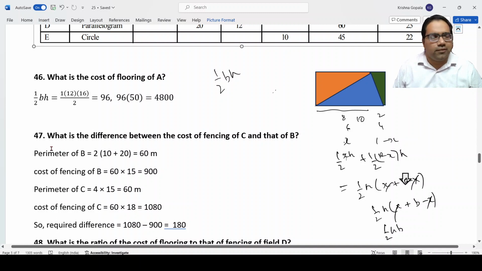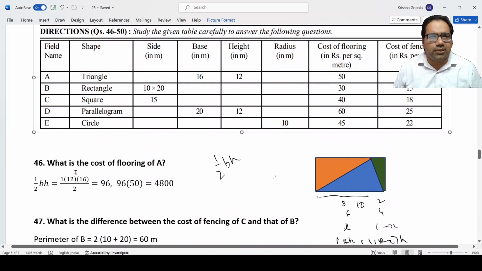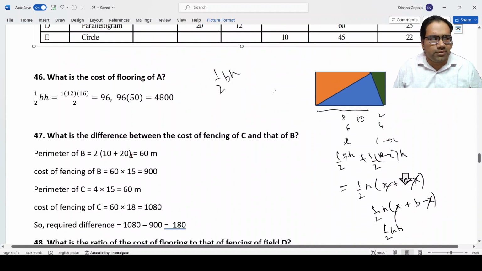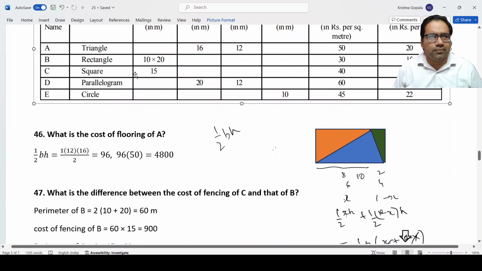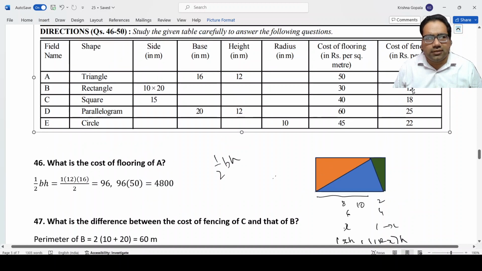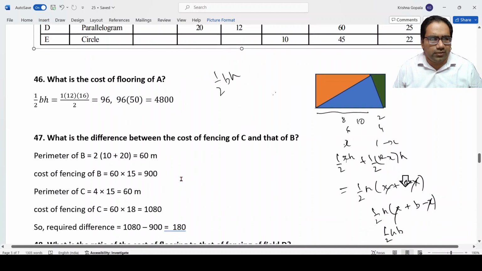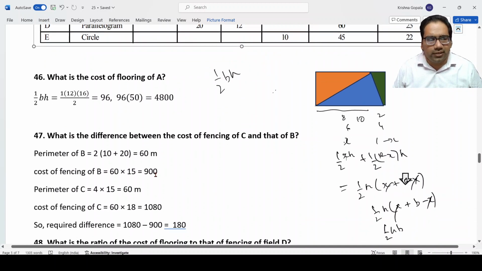That is for the square. For a rectangle, what is the perimeter? For any rectangle, 2 times length and 2 times breadth. 2 lengths and 2 breadths, so 2 into length plus breadth. 2 into 10 plus 20, that is 60. The cost of fencing is 60 into 15, that is 900. This is 1080, this is 900.